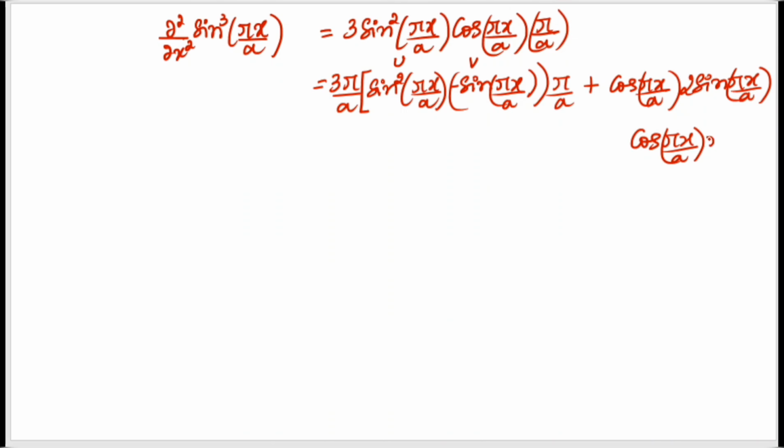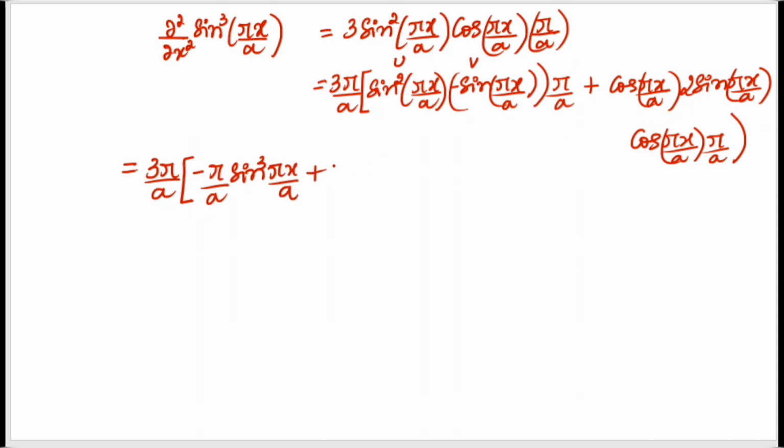Pi x by a is pi by a according to the chain rule. Now we have 3 pi by a, which is equal to what we are left with now. We are left with, taking this minus outside, pi by a and sine cube pi x by a. In this we are having plus 2 pi by a and cos square pi x by a and sine pi x by a, right?